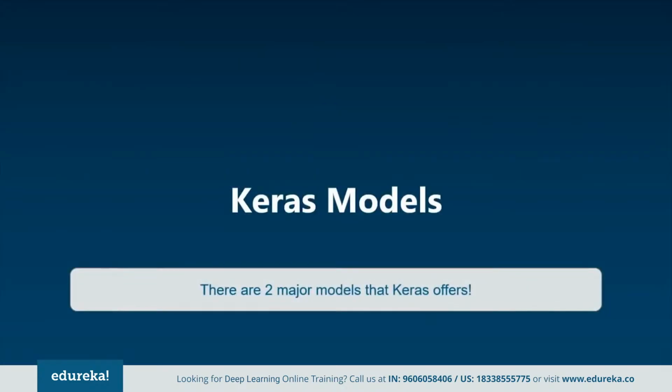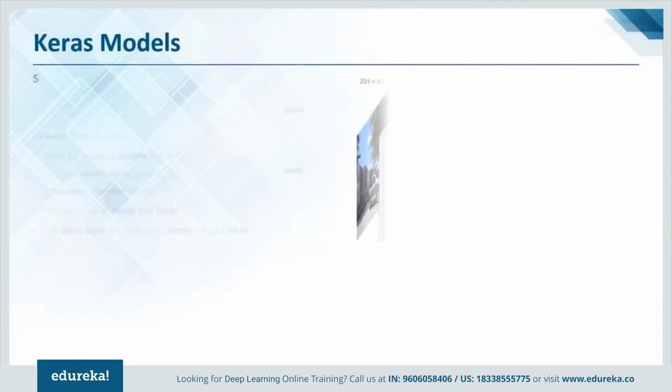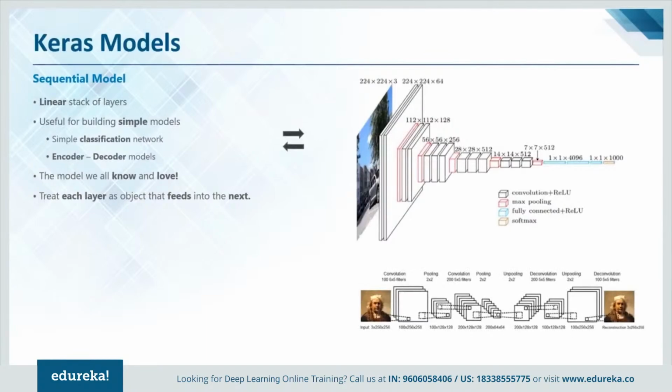Next, let's dive a little bit deeper and check out the two major models, guys. The first model is the sequential model. The working is basically like a linear stack of layers. The first thing that comes to my mind when I think about the layered approach is the sequential model. It is majorly useful for building simple classification networks and encoder-decoder models, guys. And definitely yes, this is the model which we all know and love. Here we basically treat every layer as an object that feeds into the next layer and so on.